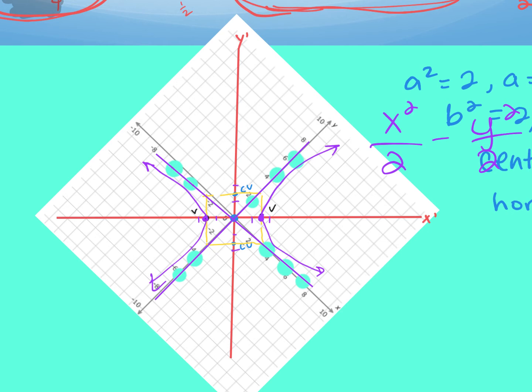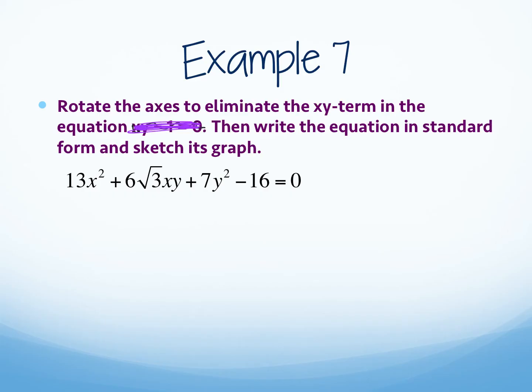Ready for another one? Yeah, this one. So, example 7, which is much more along the lines of what you'd be tested on. Rotate the axis to eliminate the xy term, write the equation in standard form, and then sketch its graph. So this time, again, we have an xy term, which is what causes the rotation, but this time you have an x squared and a y squared.